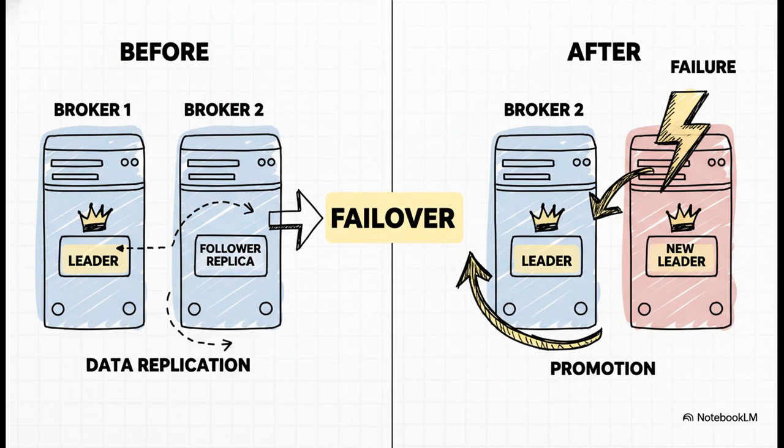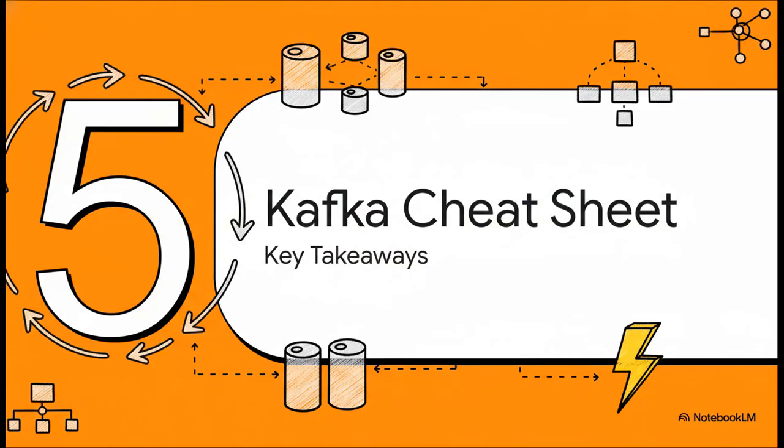So, for instance, the leader for partition 0 might live on a machine we'll call broker 1. To keep that data safe, there's a follower replica of that same partition humming along on a totally different machine, broker 2. If broker 1 suddenly goes up in smoke, no sweat. The data is safe on broker 2, which can immediately be promoted to become the new leader. 0 data loss, 0 downtime. Whew, okay, that was a pretty fast tour of Kafka's guts. To make sure all this really sticks, let's just wrap up with a quick, simple cheat sheet.